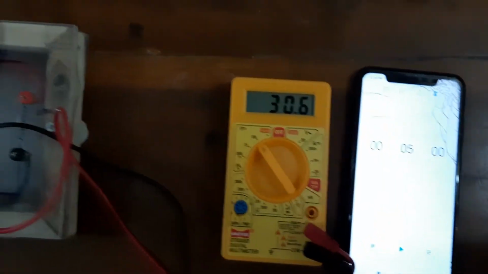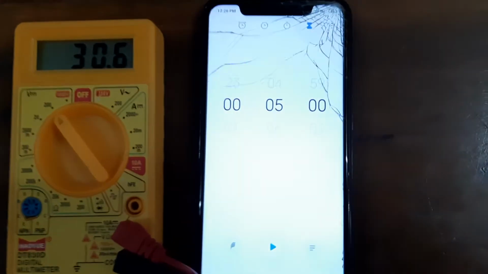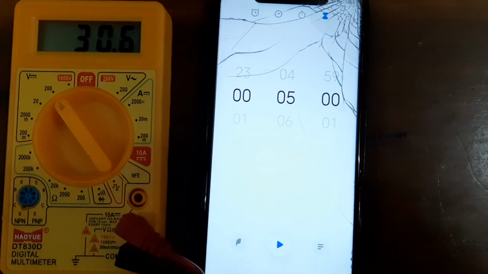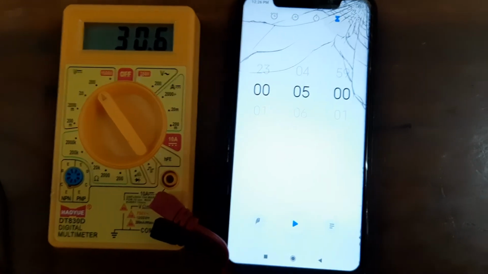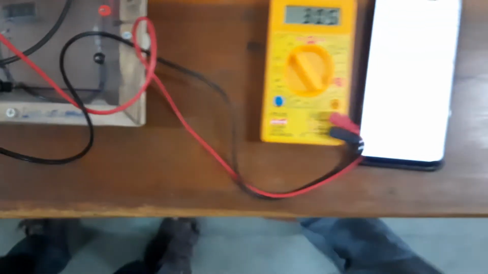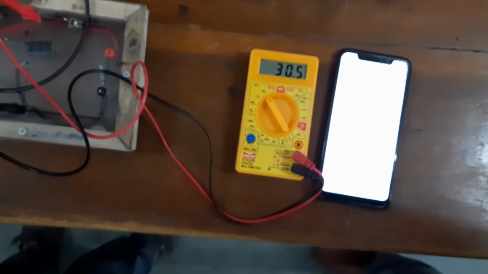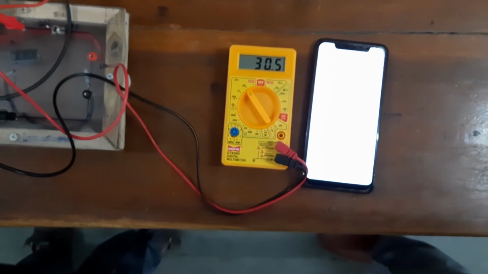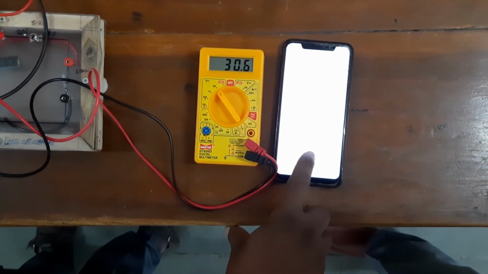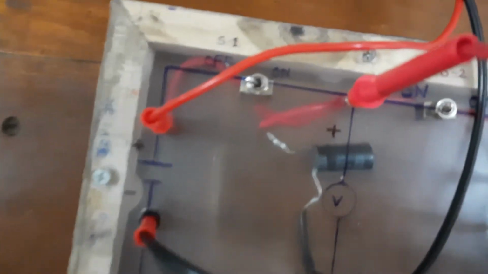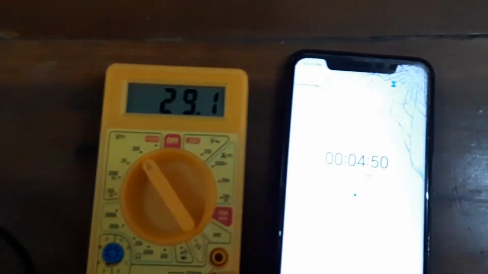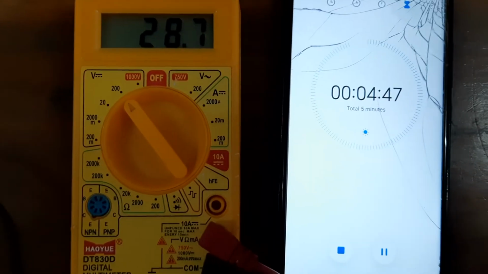Now we have to turn on the stop clock. It is set at 5 minutes. After every minute we will find out the voltage across the capacitor when the unknown resistance is connected in the circuit. First, we will switch off the power supply and simultaneously turn on the stop clock. We have switched off the power supply, and the stop clock has been started.